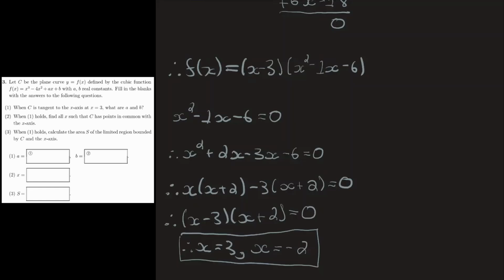Now we already have the x-intercept 3 from before, so that means the only answers to this question are x equals 3 and x equals -2. And so those are the answers to the second part of the question.